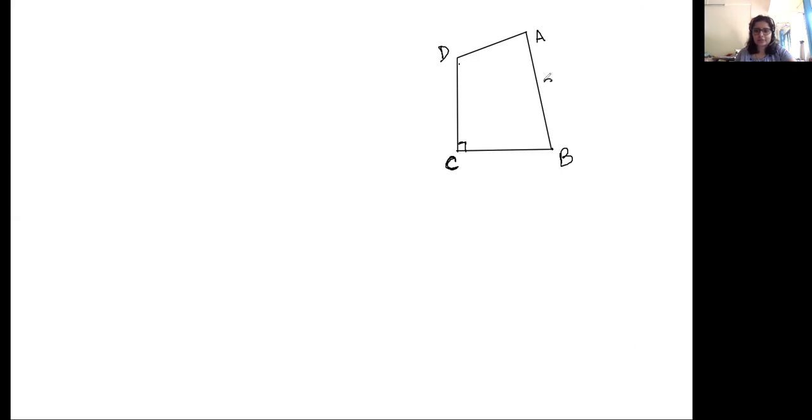So AB is 9 centimeter. What other lengths are we given here? BC is 12, CD is 5. BC is 12 centimeter, CD is 5 centimeter, and AD is 8 centimeter. Now you need to find the area of quadrilateral ABCD. Can you do that?